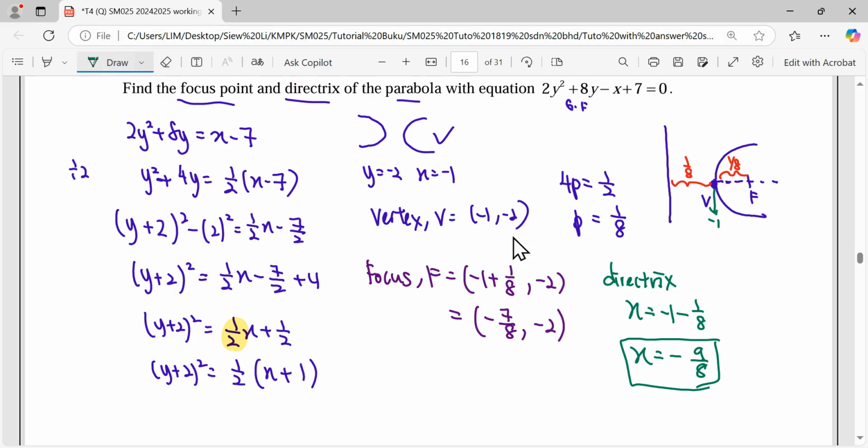So the directrix is a line, so you still need x as the subject to become a line equation, a vertical line equation here. So that's all for this question.